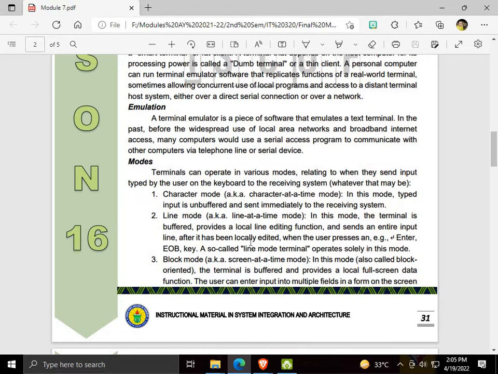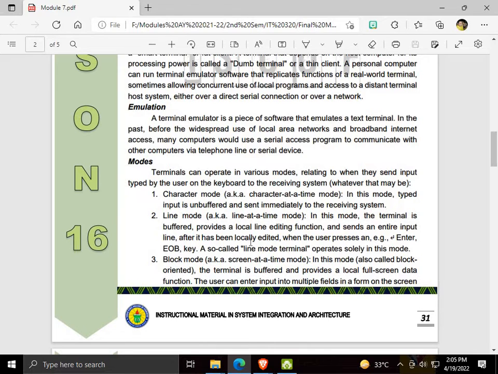Nowadays, guys, those are superseded by smart terminals. Before, dumb terminals were still what was used. Until now, we are still using dumb terminals for your ATMs. But now, most of the time, based on current technology, we are using smart terminals more than dumb terminals.